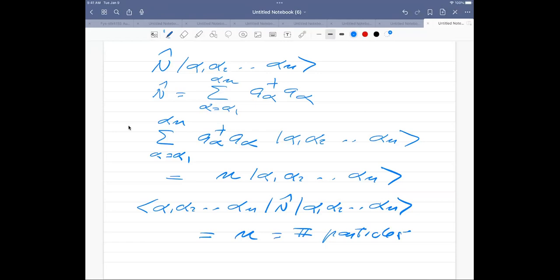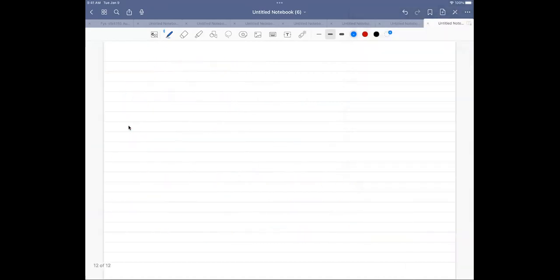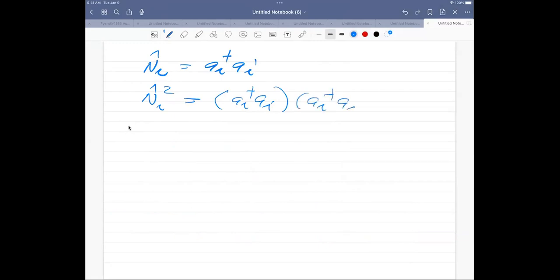So let's also show that this operator is actually something which we call idempotent. So we're just going to look at the operator itself. So let's change page. If we now pick a specific state, N_i, for this operator, that is going to be given by A_i dagger A_i. If I now square this operator, if I take N_i squared, that is going to be A_i dagger A_i multiplied with A_i dagger A_i, like that.